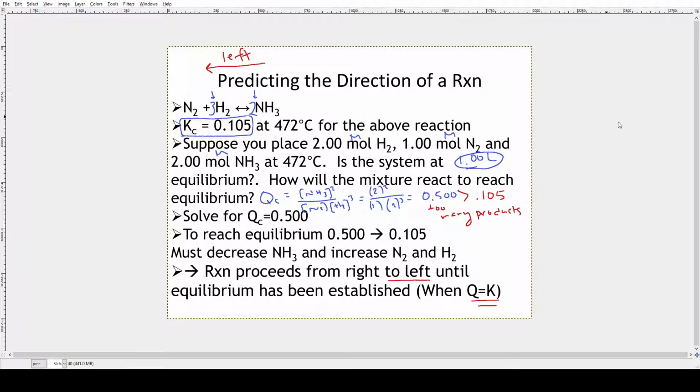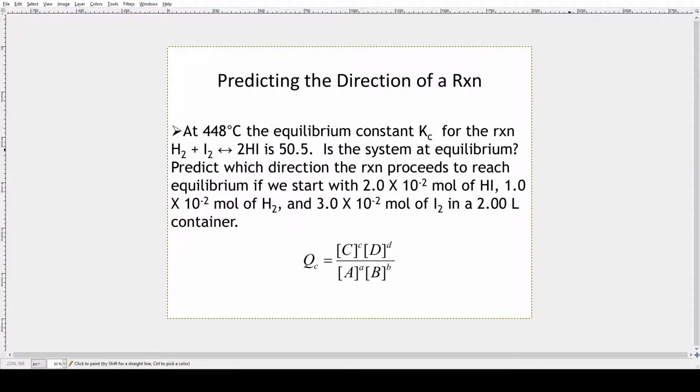All right, let's do our final example. At 448 degrees Celsius, the equilibrium constant, Kc, for the reaction H2 plus I2 reacts to form 2HI, is 50.5. So let me just write that. Kc equals 50.5. All right, and actually I'm going to put that somewhere a little bit less in the way. Kc is 50.5. All right, is the system at equilibrium, and predict which direction the reaction will proceed to reach equilibrium.